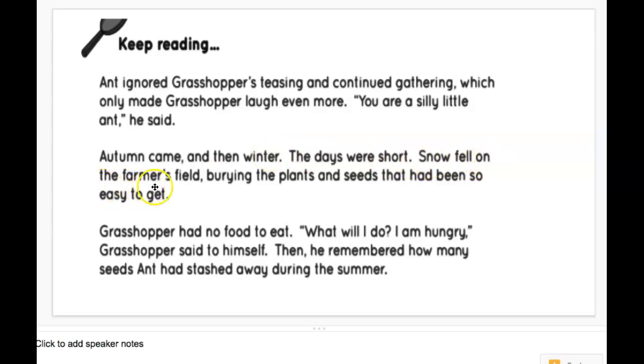Snow fell on the farmer's field, burying the plants and seeds that had been so easy to get. Grasshopper had no food to eat.